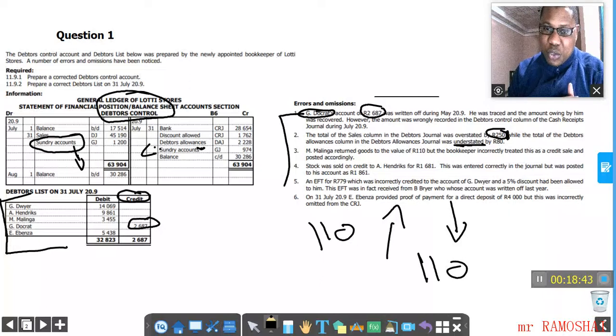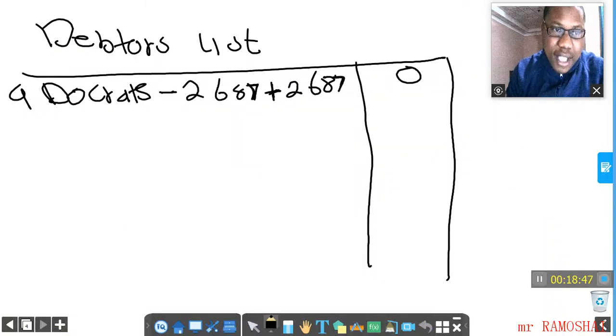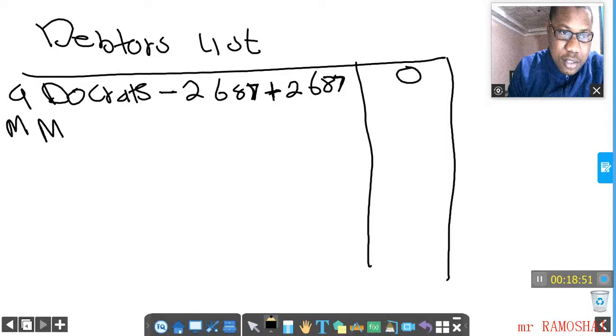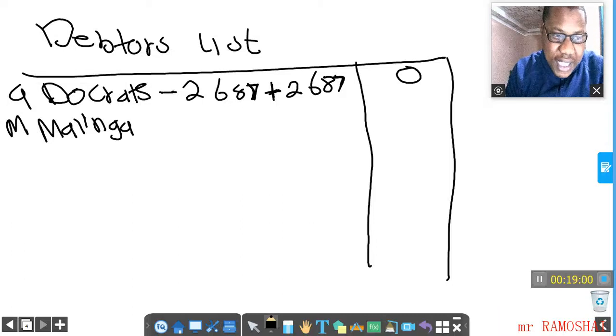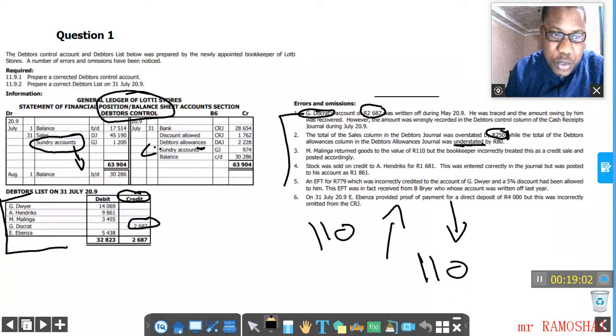So look at what we are going to do. We will go straight to the debtors list, right? So who do we have? M. Malinga, not Dr. Malinga. M. Malinga, right? How much was Malinga owing us before? We have to check that. Malinga was owing us 3,445.